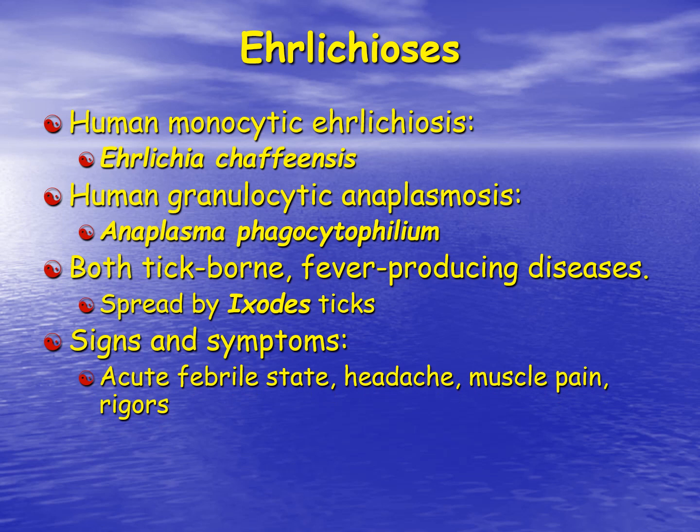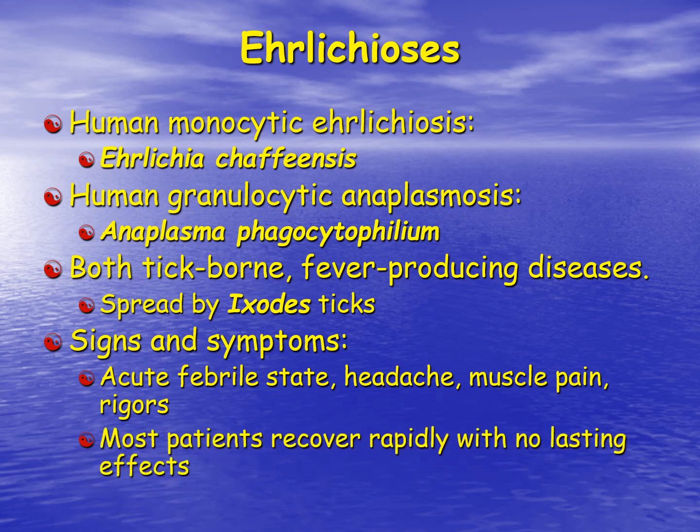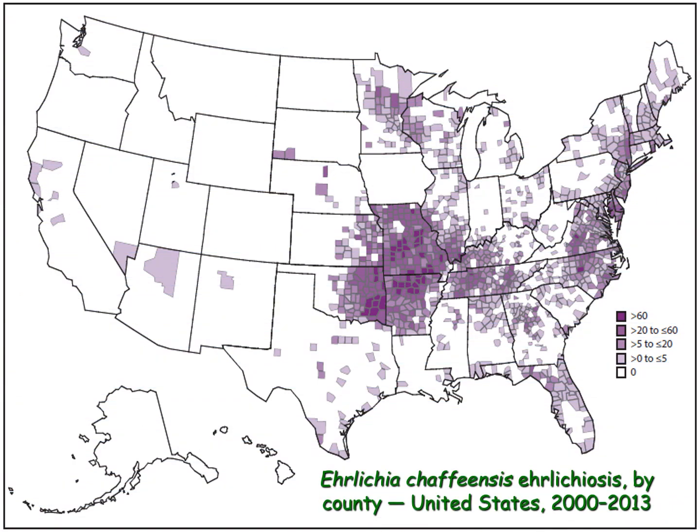So, signs and symptoms of ehrlichiosis: usually an acute febrile state. In other words, you're feeling fine and all of a sudden your temperature has popped to 102. Oftentimes patients report muscle pain and headaches and sometimes even rigor within the skeletal muscle. Most patients recover fairly rapidly with no lasting effects. Typically, ehrlichiosis and anaplasmosis patients will not produce a rash, but if they do, usually this is several days after the onset of the infection.